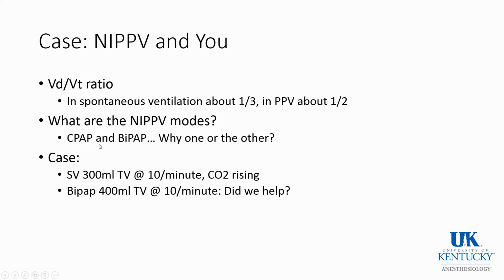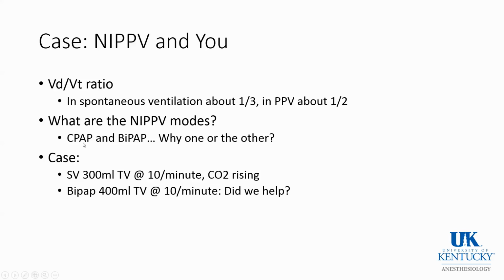So the way to think about it is going back to our West zones of the lungs and shunt and dead space. If you have a patient with hypoxemic respiratory failure, you're going to put them on CPAP because you're increasing your mean airway pressure, that big A, you're decreasing your zone 3, you're decreasing your shunt, and you're improving their oxygenation. If you do that, what do you do to their dead space?